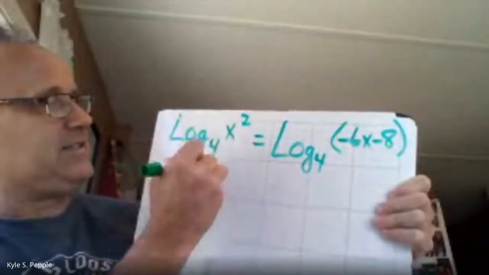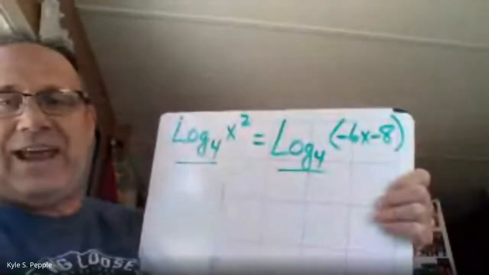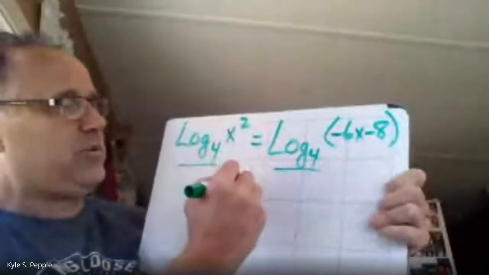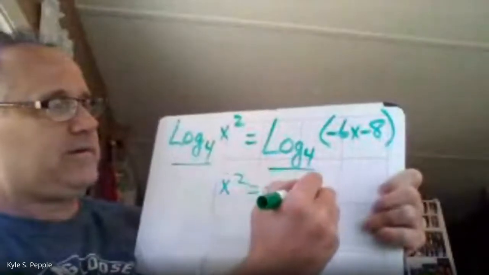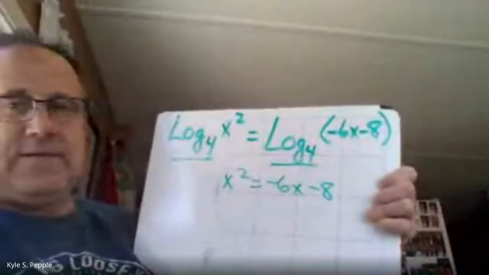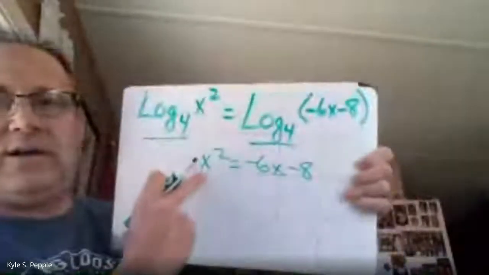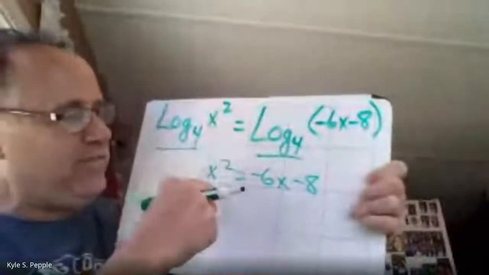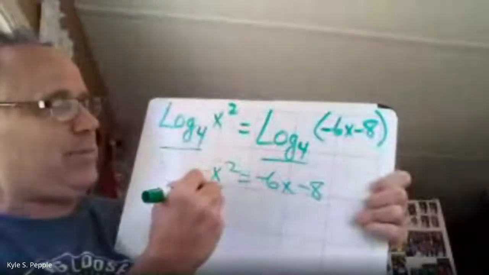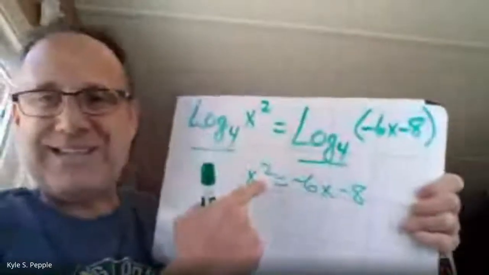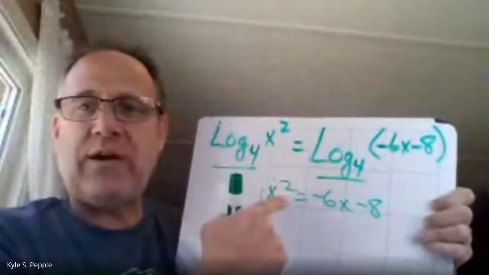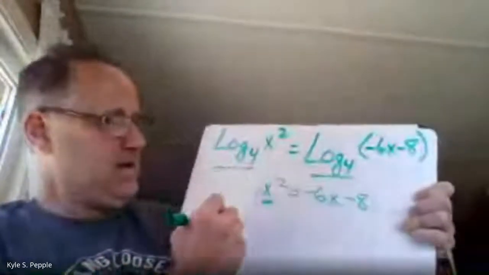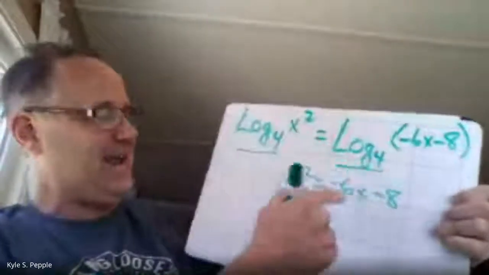Okay, again, we recognize same logarithm. That means we can just take the terms and put them equal to each other. We have a quadratic term. We could move this to this side, but always keep your x squared positive. It'll make it much easier to factor. So we add 6x and add 8.